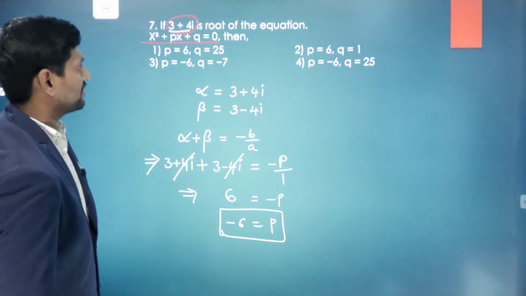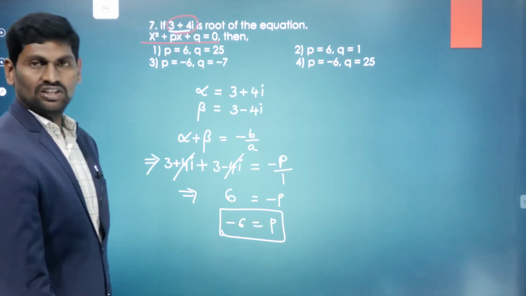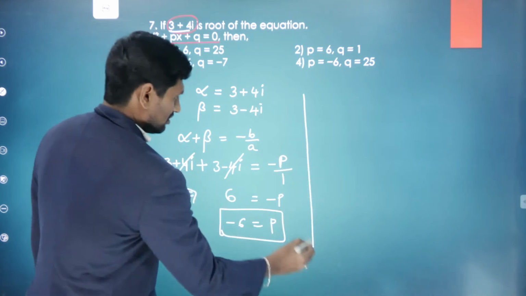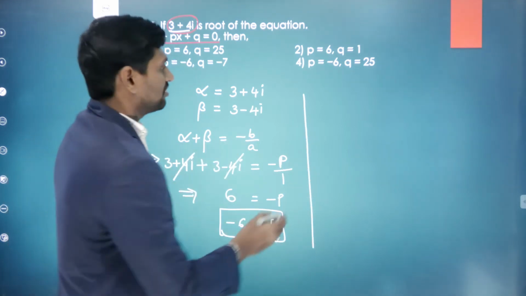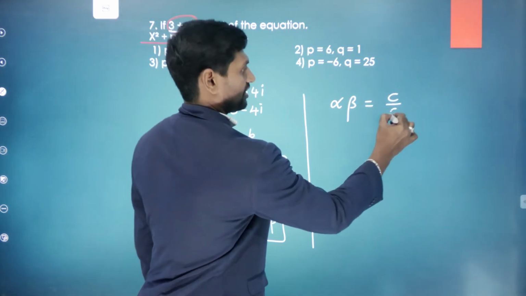So we have the options, 2 options. Third option, fourth option. 2 chances. Okay. Next we have to find q also. Sum of roots we got p value. Apply product of roots. Product of roots is equal to c by a.